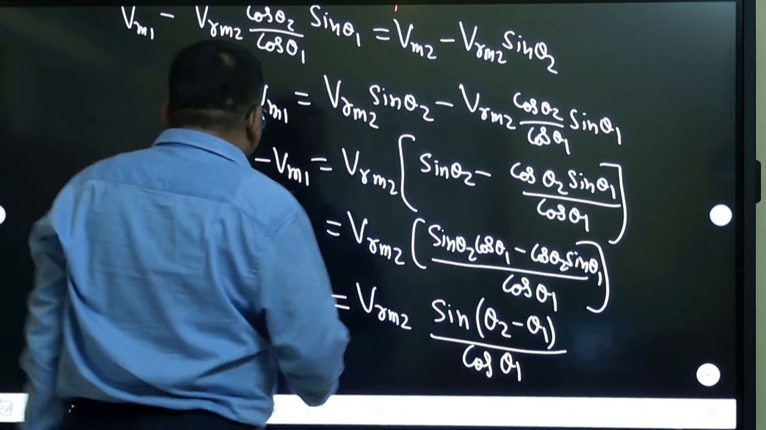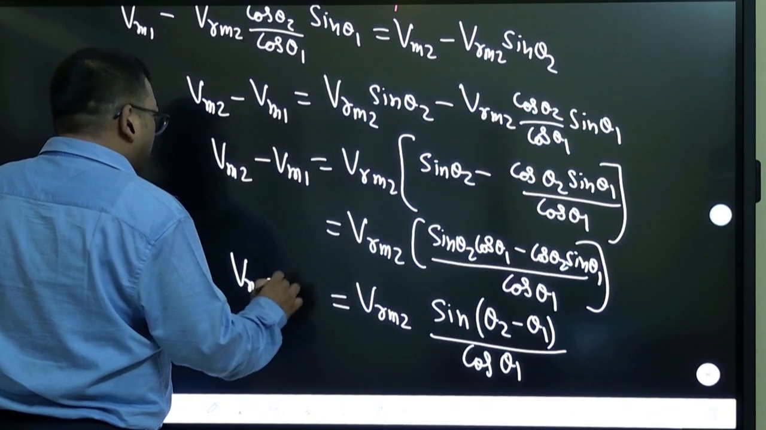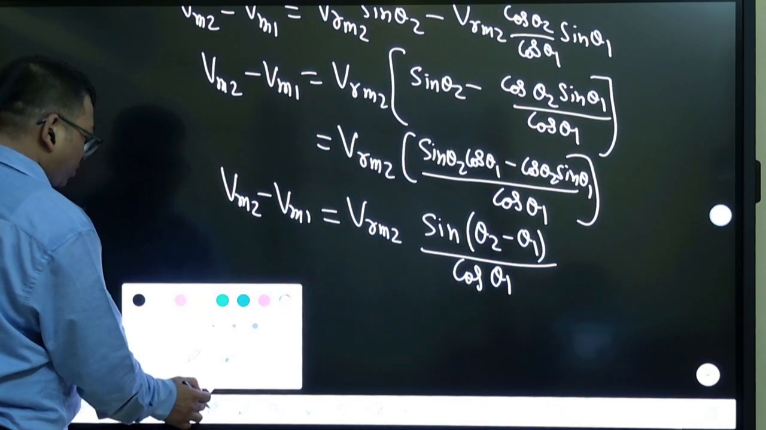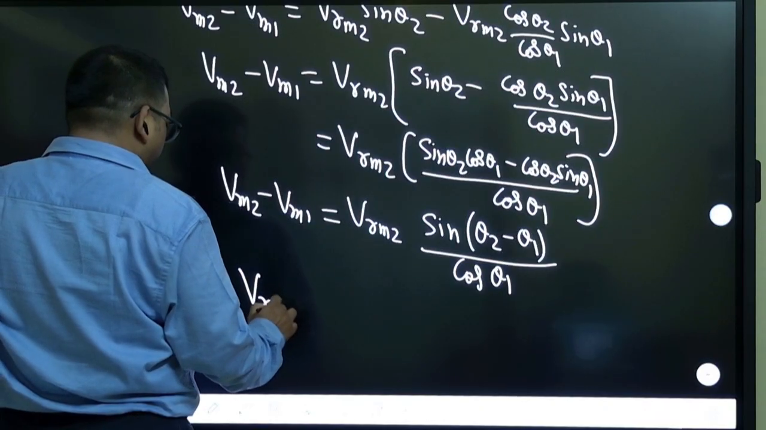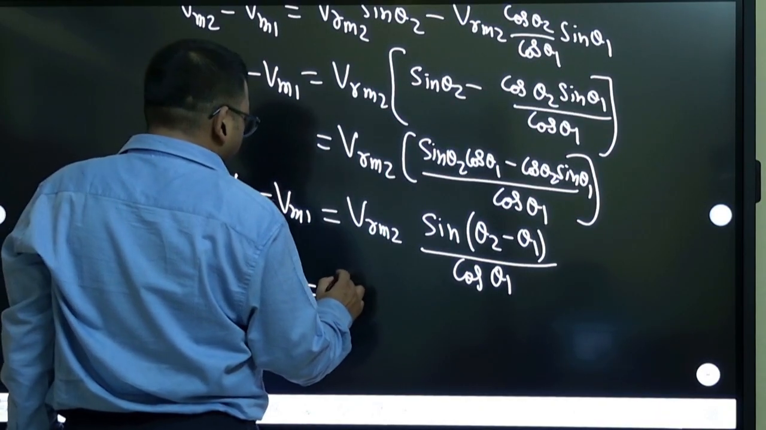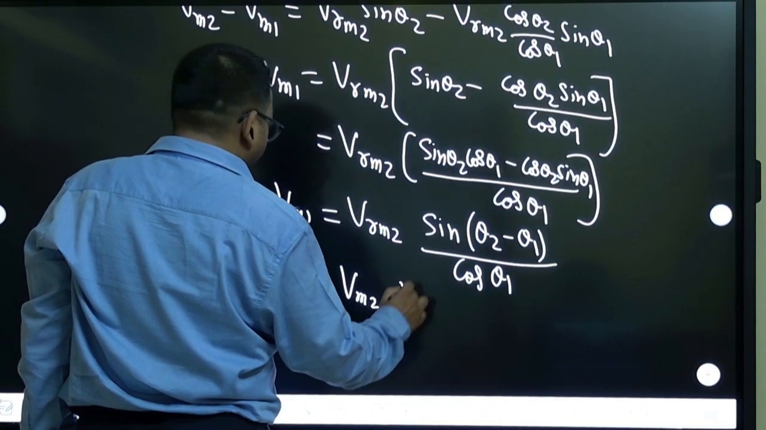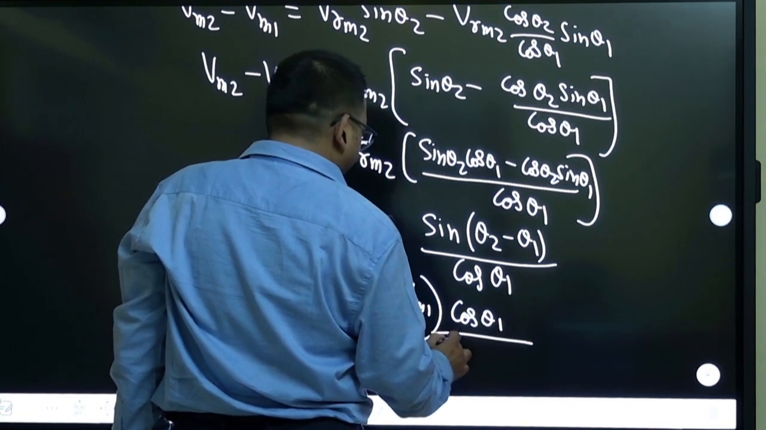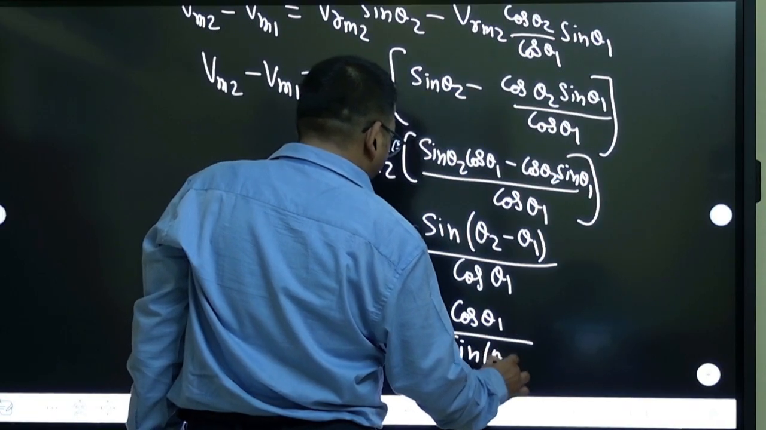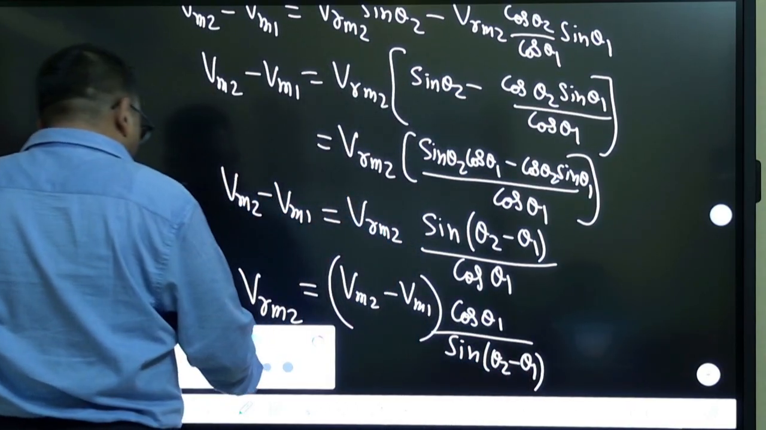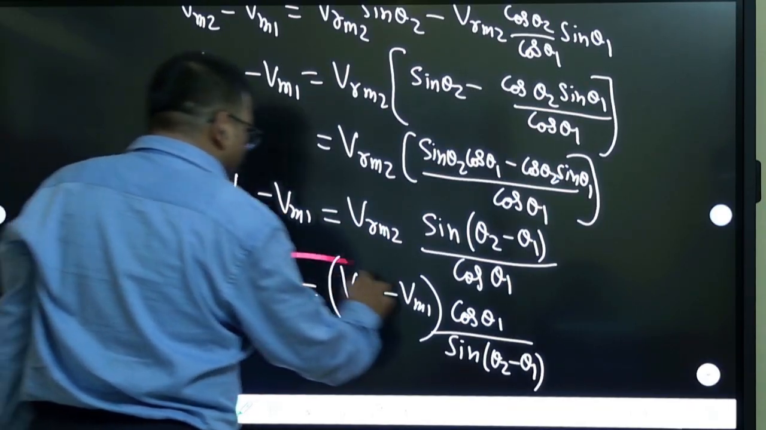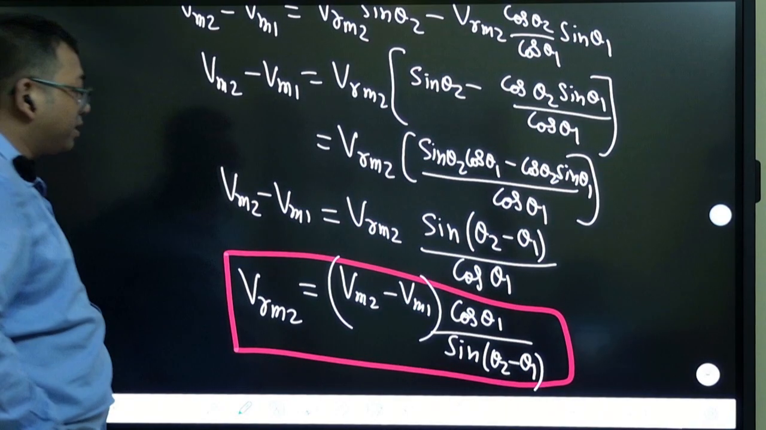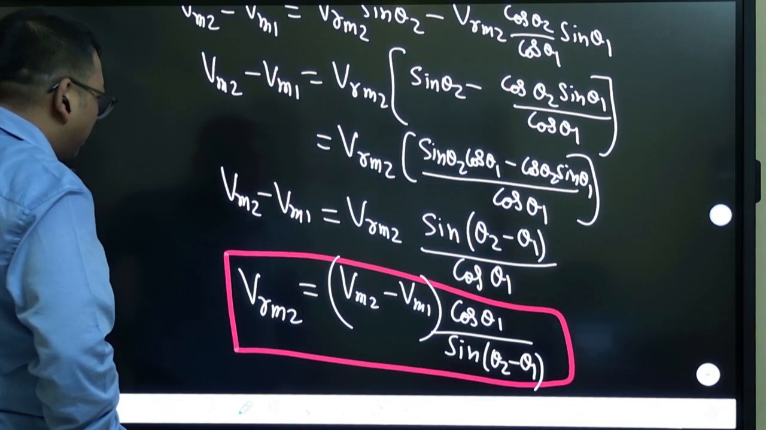Yes. So from here, what did we get? We got Vrm2. Vrm2 is Vm2 minus Vm1 multiplied by cos theta 1 divided by sin of theta 2 minus theta 1. Good, we got this formula for Vrm2. Still we have not got Vrain. We wanted to calculate Vrain, right?